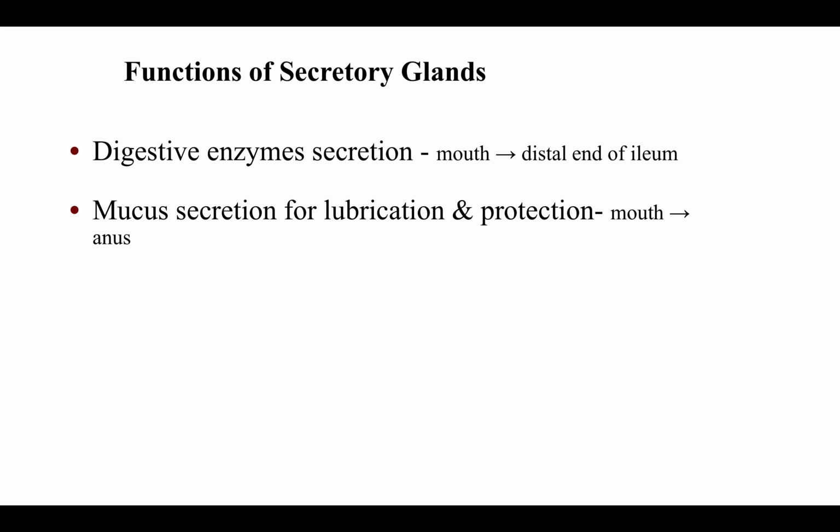Now, the secretory glands within the gastrointestinal system serve several functions, most importantly the secretion of the digestive enzymes to digest the food particles, and these glands are present from the mouth to the distal end of the ileum. On the other hand, there is another kind of glands that secrete mucus for the lubrication and protection of the gastrointestinal mucosa, and these glands spread from the mouth toward the anus.